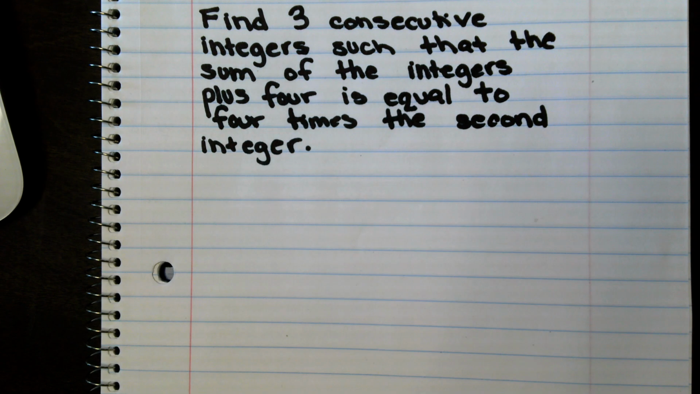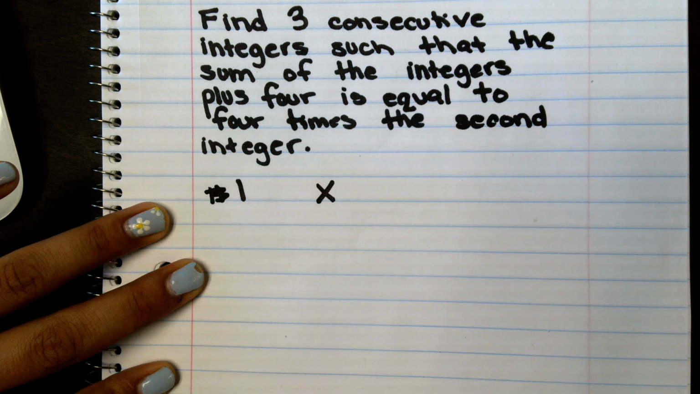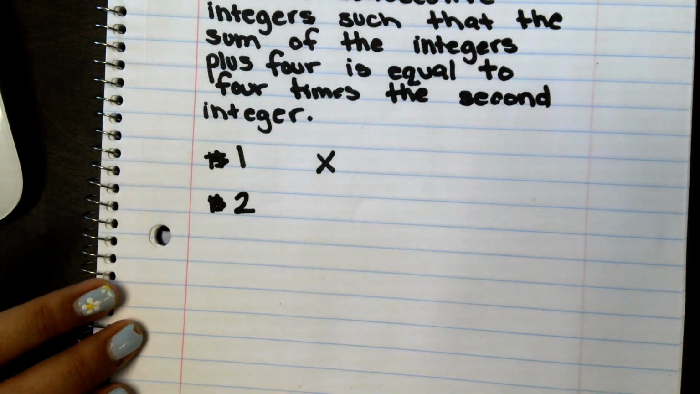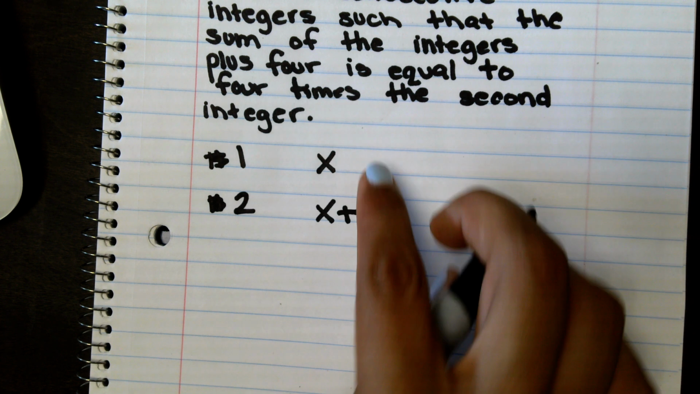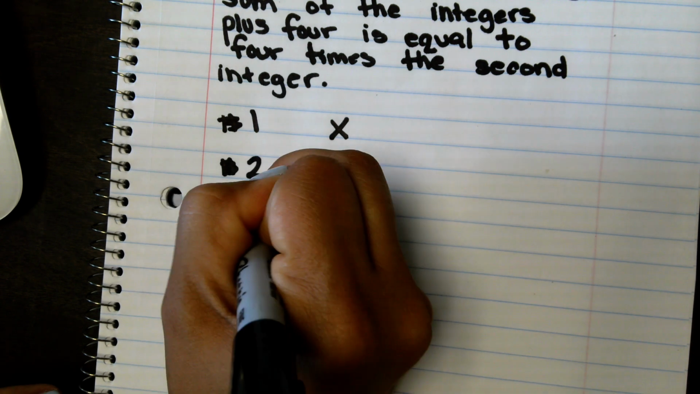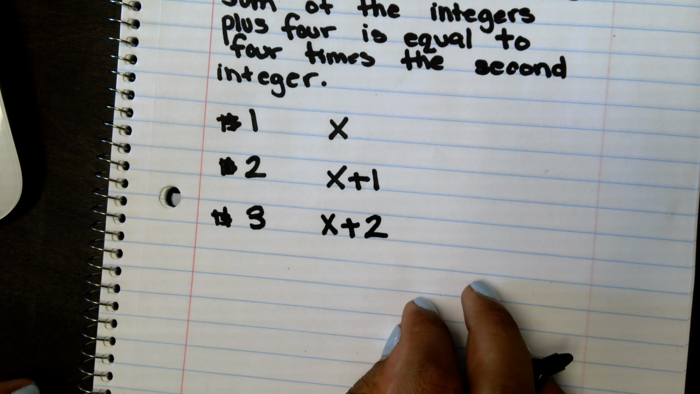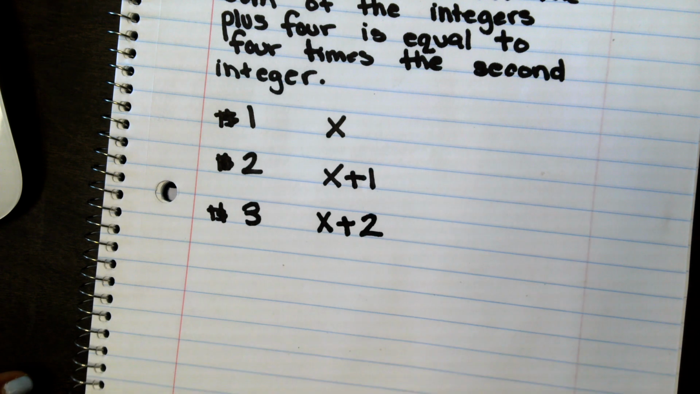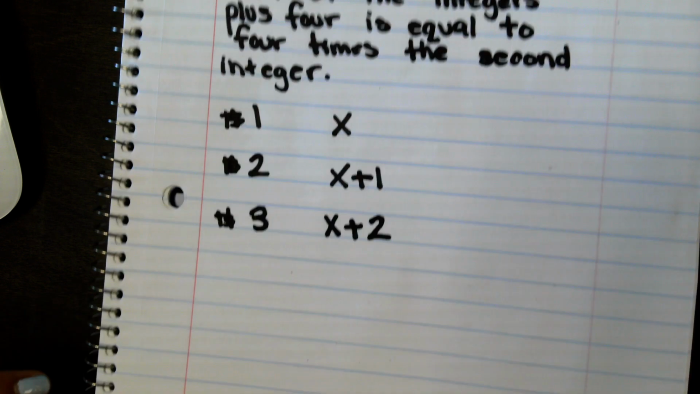Well, the first integer we're just going to call x. Now, the second integer, because they're consecutive, would be x plus 1, right? Because it would be the next number. The third would be x plus 2, right? So it's these three numbers that are going in order. Okay, so now we have the information we need to write an equation. Let's keep going.